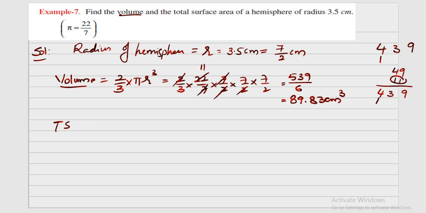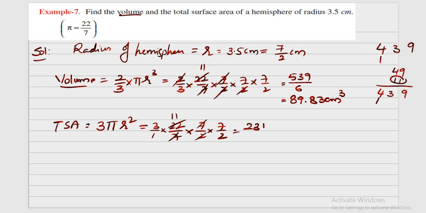Next, moving on to total surface area. What is the total surface area formula? Here it is nothing but 3 pi r square. So 3 by 1 into 22 by 7 into, what is the radius here? Radius is 7 by 2 into 7 by 2. So this 7 7 gets cancelled, this 2 in 22 goes 11 times. So 11 3s are 33, 33 7s are 231 divided by 2. So 231 divided by 2 is nothing but 115.5 centimeter square. So this is nothing but the total surface area of the hemisphere, right?